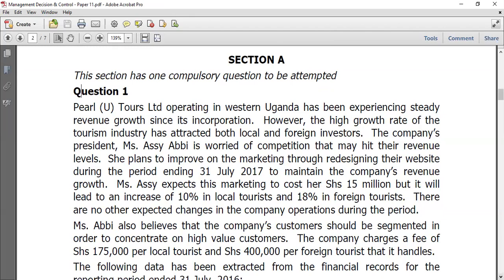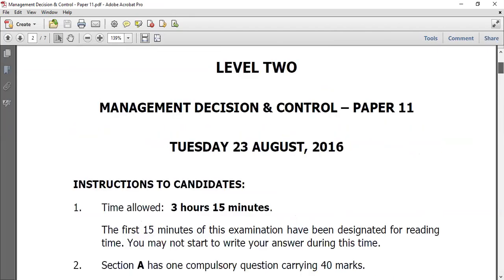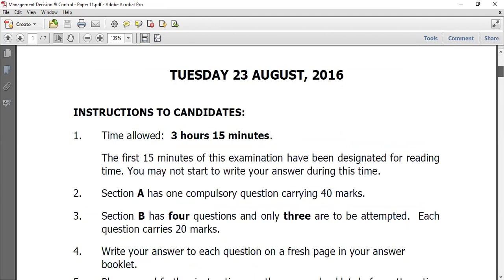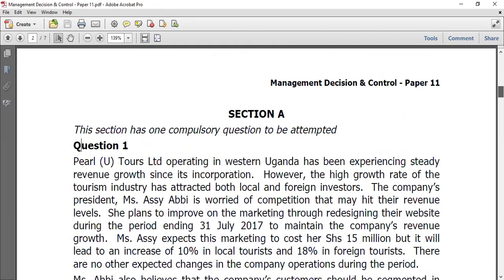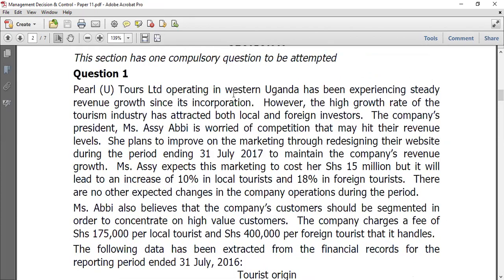So the question that we are looking at is a question from August 2016, and here it goes. Pearl Tours Limited, operating in Western Uganda, has been experiencing steady revenue growth since its incorporation.